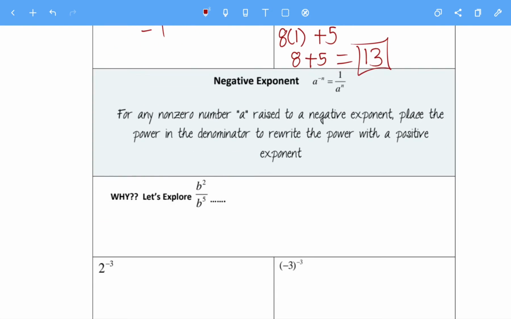Let's look at negative exponents. a to the negative n equals 1 over a to the n. So for any non-zero number a raised to a negative exponent, place the power in the denominator to rewrite the power with a positive exponent. So if you recall what I said earlier when we were working with the quotient of a power rule, you might remember I said bring the smaller number to the bigger number.